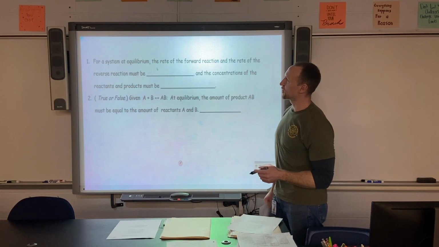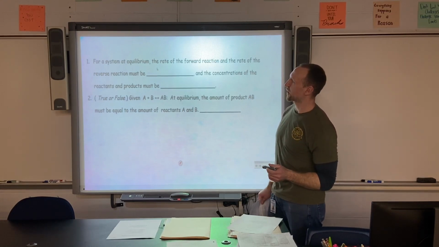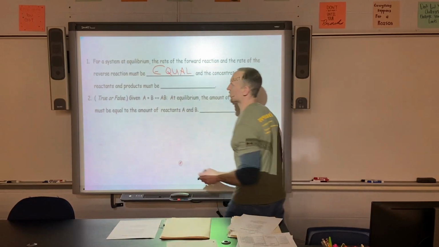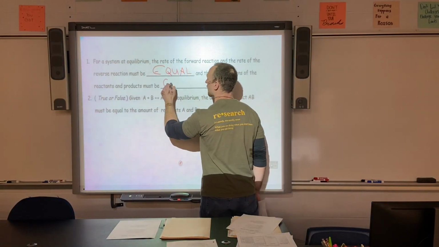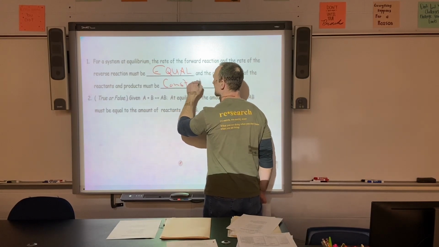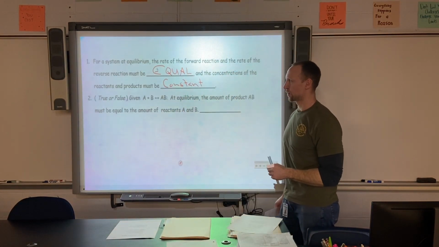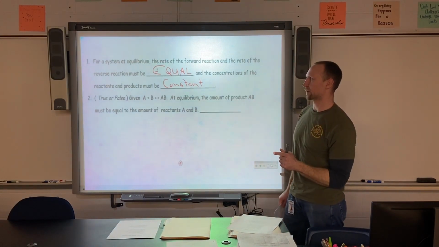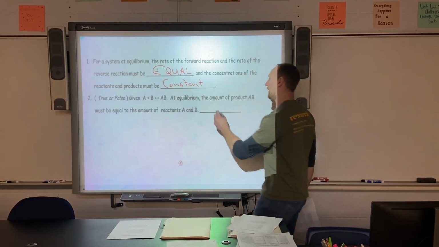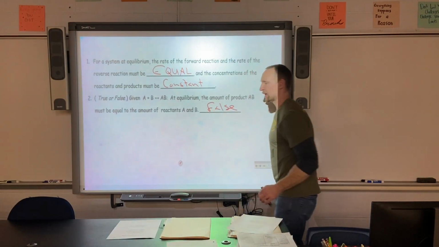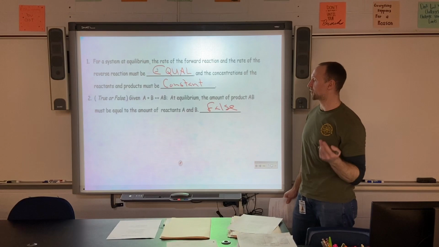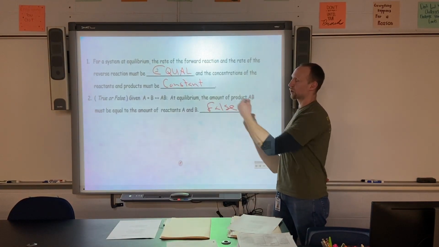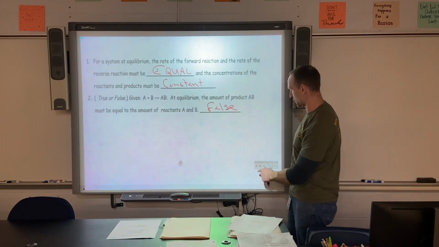So number 1, for a system in equilibrium, the rate of the forward reaction and the rate of the reverse reaction must be equal. Remember, rates are equal and concentrations are constant, meaning they're not changing. So number 2, at equilibrium, the amount of products and the amount of reactants must be equal. That is false. They can be equal. They don't have to. It doesn't matter. So what they are is they're constant. They're not changing because the rate of the forward reaction equals the rate of the reverse reaction.